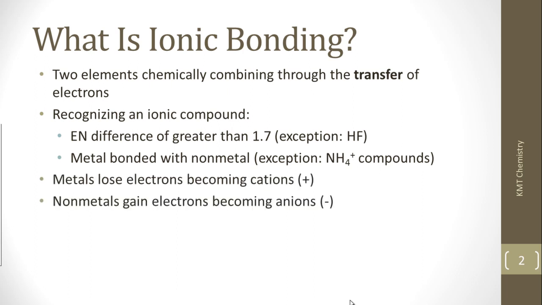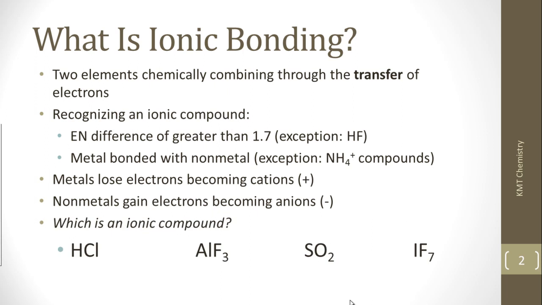In an ionic compound, the metals are the losers. They lose electrons and become cations, or positively charged ions. The nonmetals gain electrons and become anions, or negatively charged ions. As a brief checkpoint, you should be able to identify one of these four compounds as ionic. Take a moment and do so now. Excellent. Turned out that aluminum fluoride, AlF3, is your ionic compound.